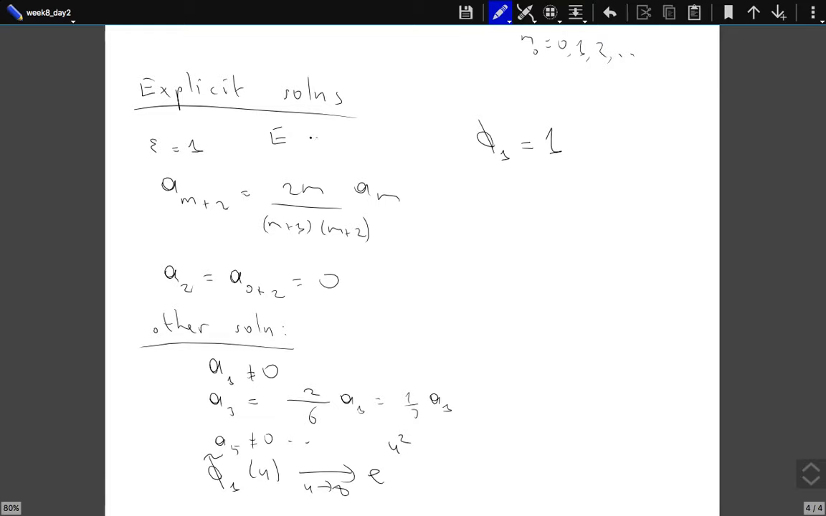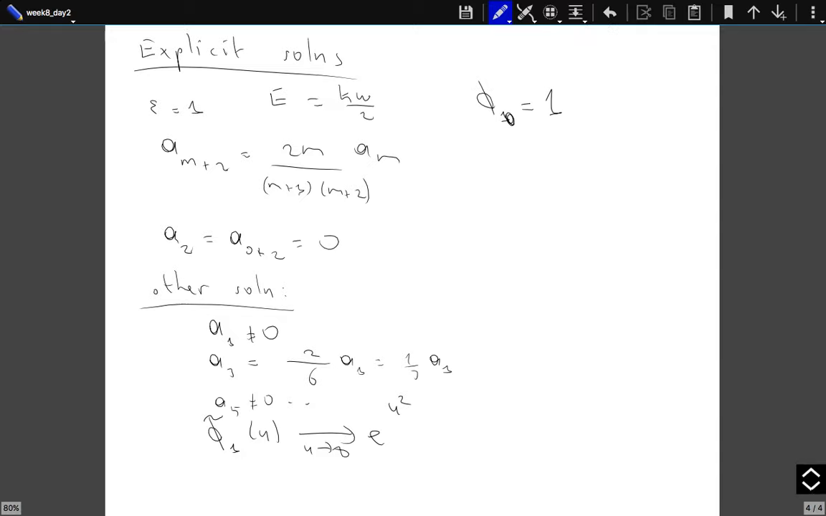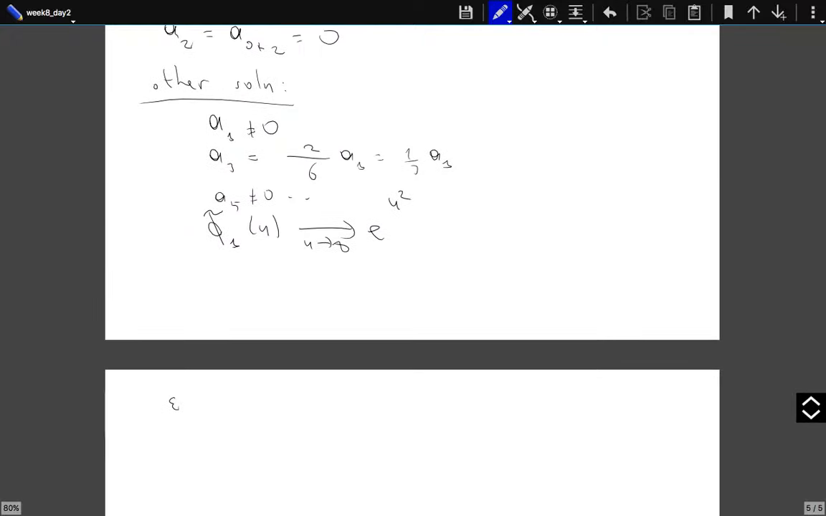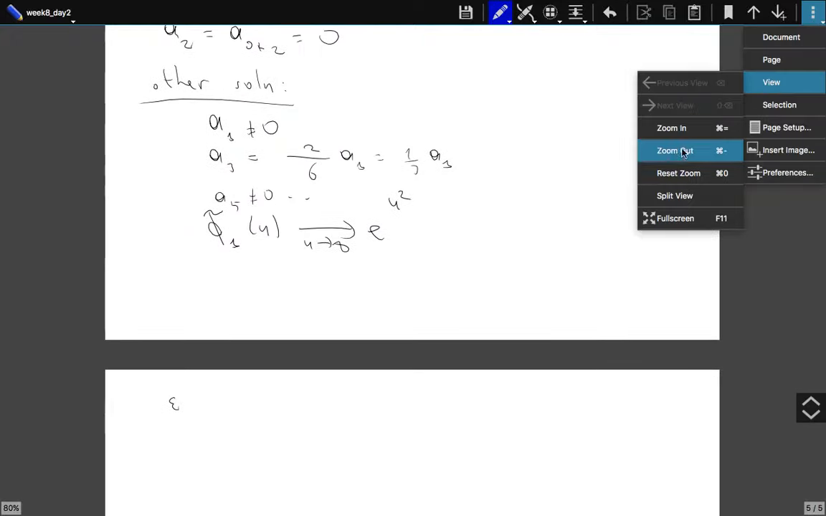E is h bar omega over 2 times epsilon. Epsilon is 1. So the energy of this solution is h bar omega over 2. This is my ground state. Let me just call it 0. Now let's construct the other solutions. Epsilon is equal to 2.